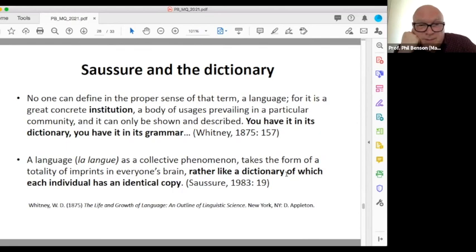And the quote from Saussure, which kind of goes with it, is he says that a language, or la langue, is a collective phenomenon, takes the form of the totality of imprints in everyone's brain, rather like a dictionary of which each individual has an identical copy. So here Saussure is really resting, in a sense, his entire case for this social existence of a language. How is it that each person in a speech community has the same language system in their head? He's saying, well, it's like they have a dictionary in their head.